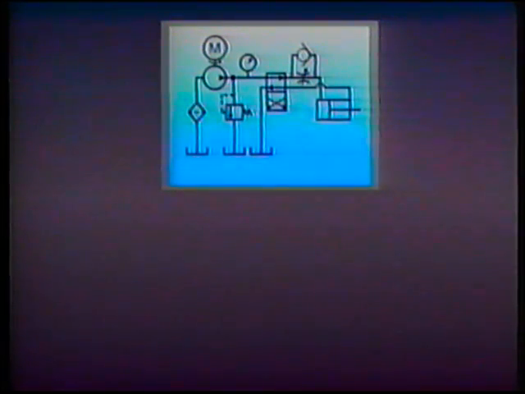In this lesson, we have shown 4 basic types of valves used to control hydraulic energy. We've also seen how hydraulic systems can be represented schematically.